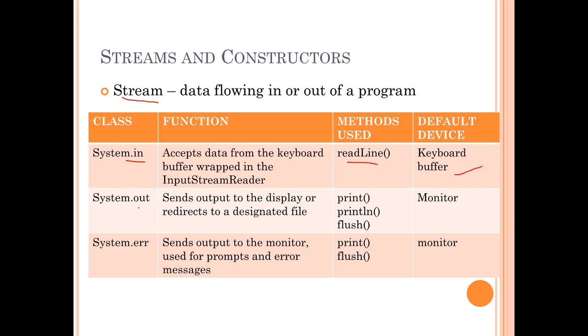Pag System.out siya, ibig sabihin, ang function niya is to send out the display or redirect to a designated file. So, ang method na gamit niya ay print, printf, or flush. Usually ito yung gamit natin. And yung device niya is a monitor. System.err sends output to the monitor, used for prompts and error messages. So, using print and flush, always yung monitor device niya ang default.